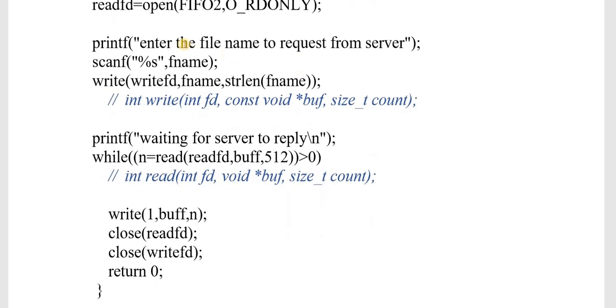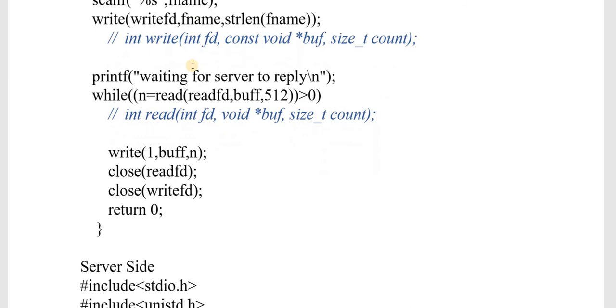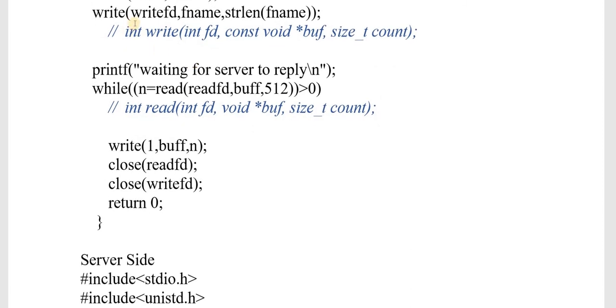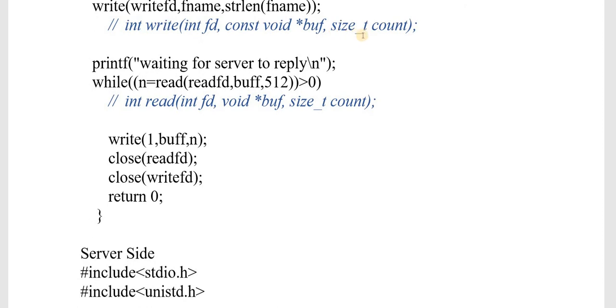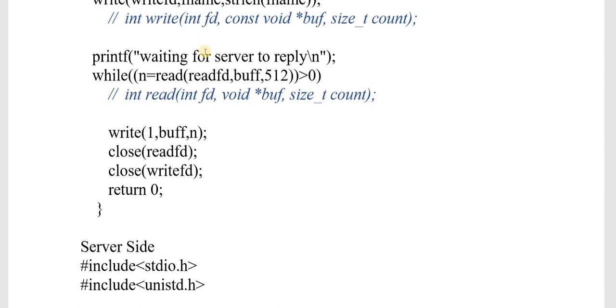Now we are requesting the file name from the server. Enter the file name to request from server. We are reading the file name. Then we are writing the content of the file using the write system call. The write system call takes three arguments: one is the file descriptor, one is the buffer, the pointer that points to the memory location of the file, and the size of the file, that is size_t.